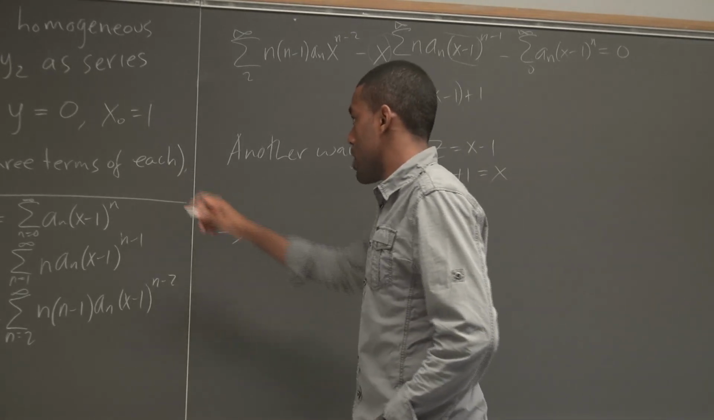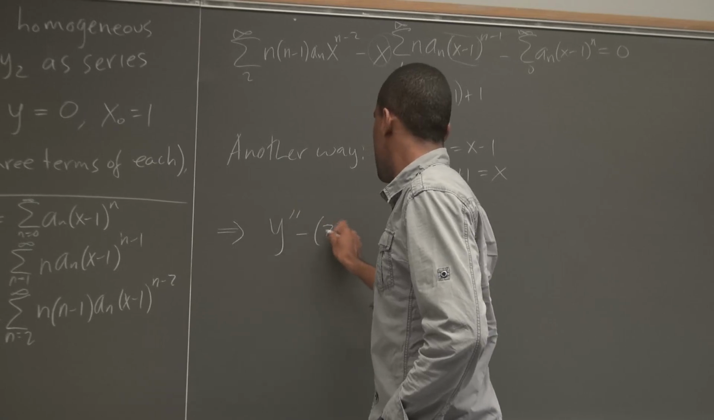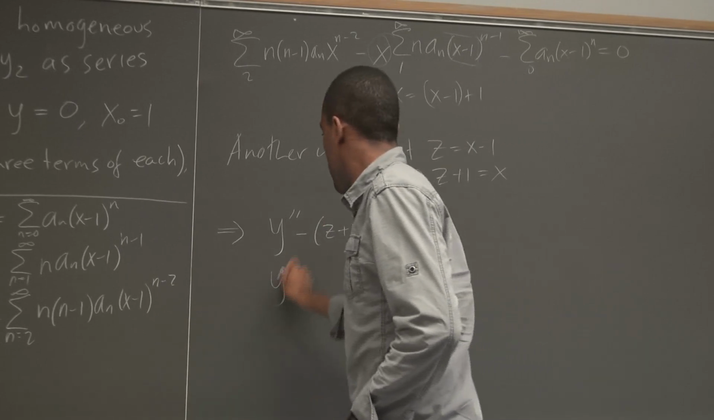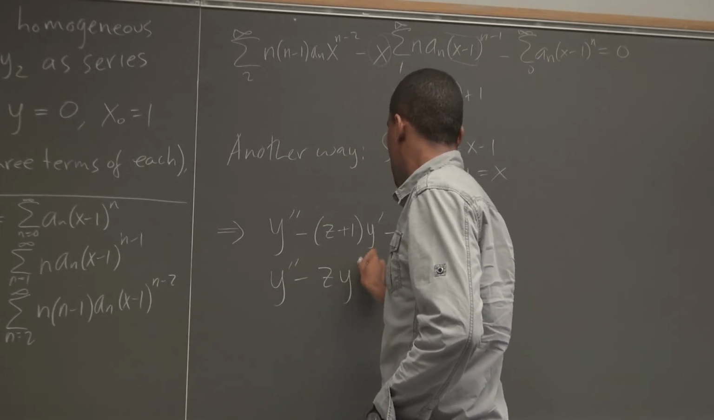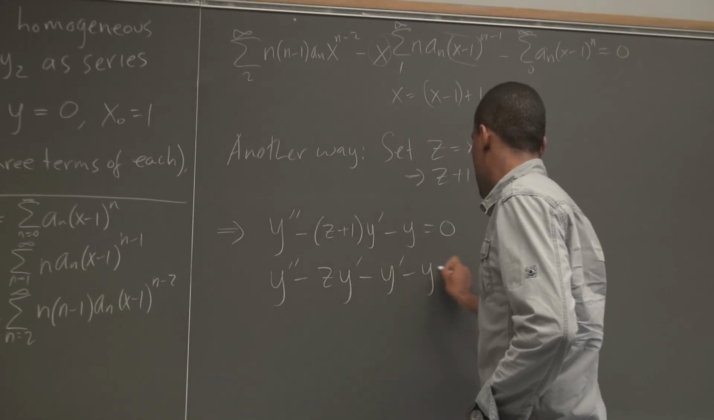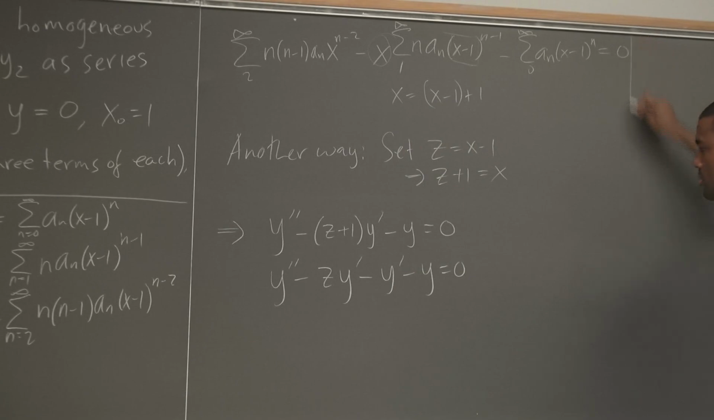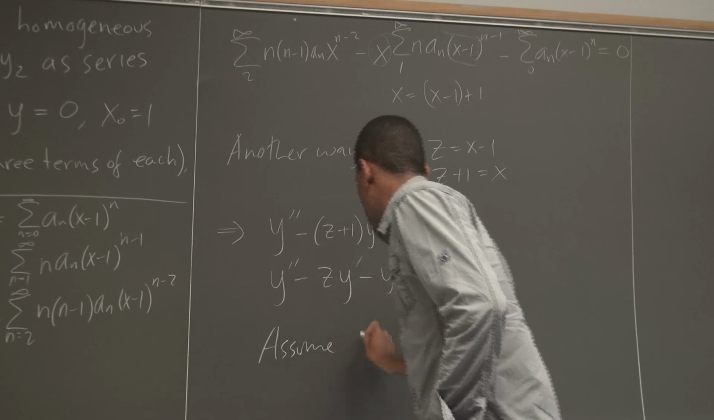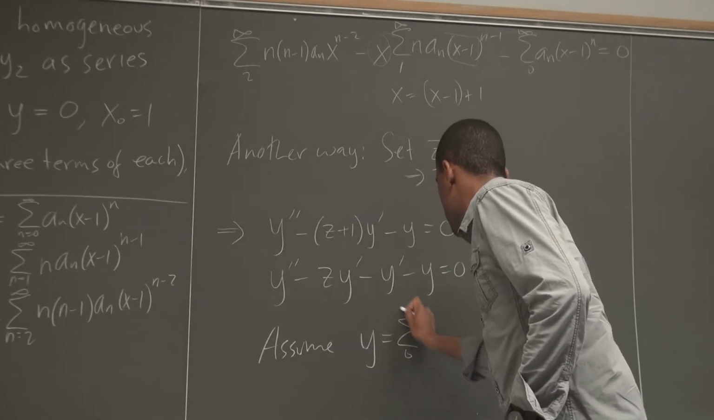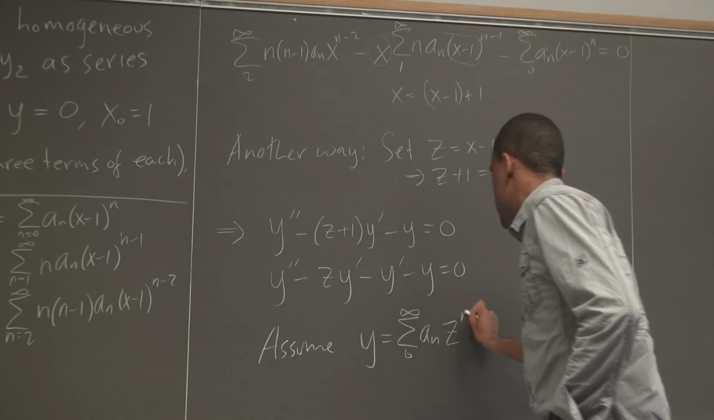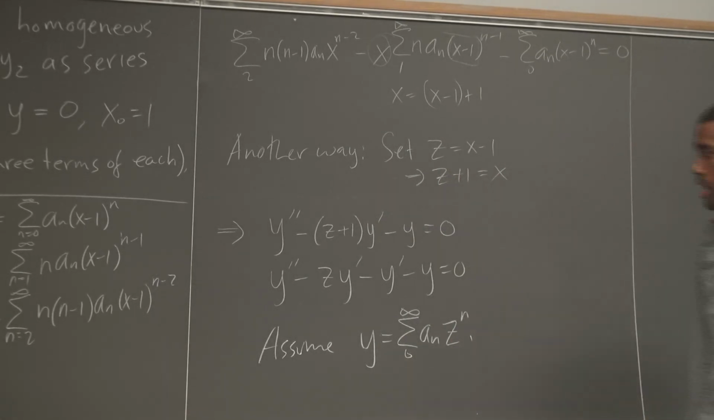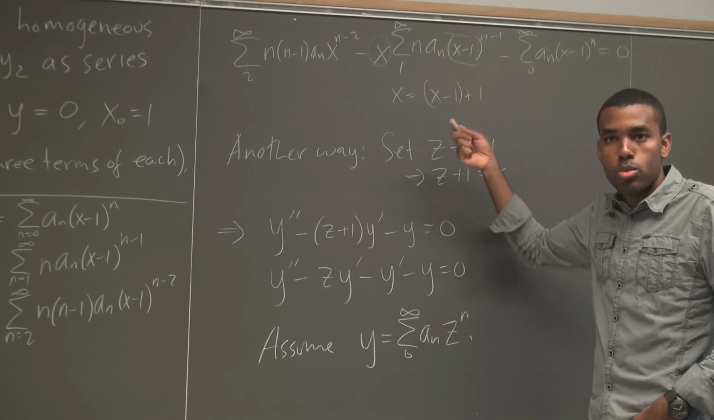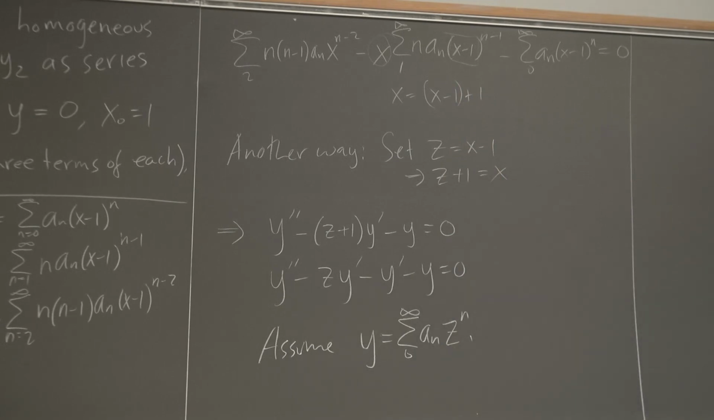This means I can rewrite this equation. y double prime minus z plus 1, y prime minus y equals 0. This is y double prime minus z y prime minus y prime minus y equals 0. And then I assume y equals the series from 0 to infinity of a n z to the n. So now it looks a lot nicer. And of course I know what z is, my x minus 1, so when I get the final answer in z, I just back substitute the x minus 1. But now this is going to be very similar to what we've seen before.